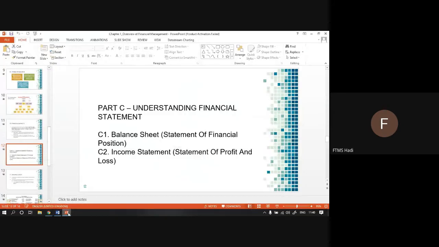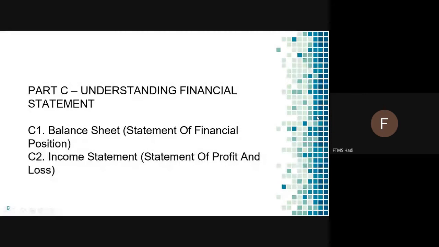The last part. Please take this part seriously, because if you master this part C, understanding financial statements, you can do other chapters. I can guarantee you. If you are able to read financial statements, I can guarantee you can do other topics in this module as well. So we have C1, balance sheet, the statement of financial position, and C2, income statement or profit and loss. By looking at these names, you will understand later what those two financial statements mean.